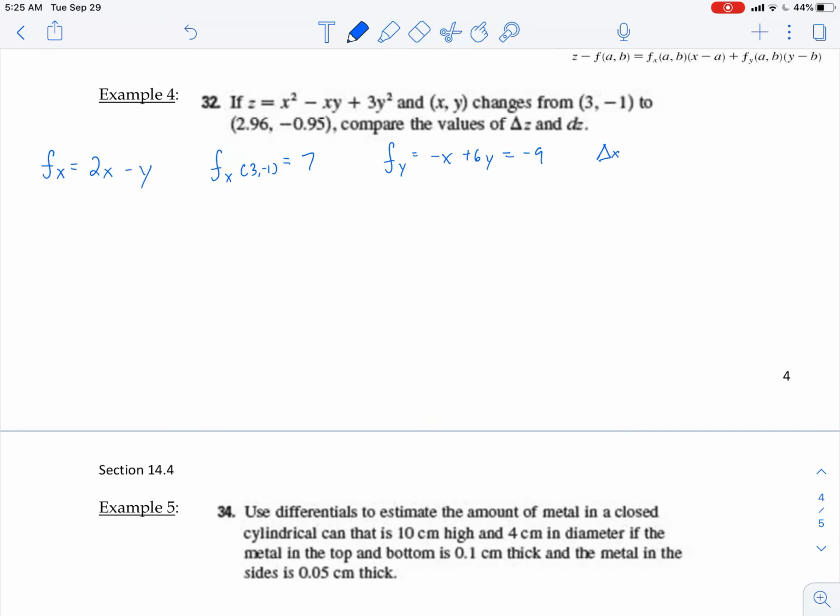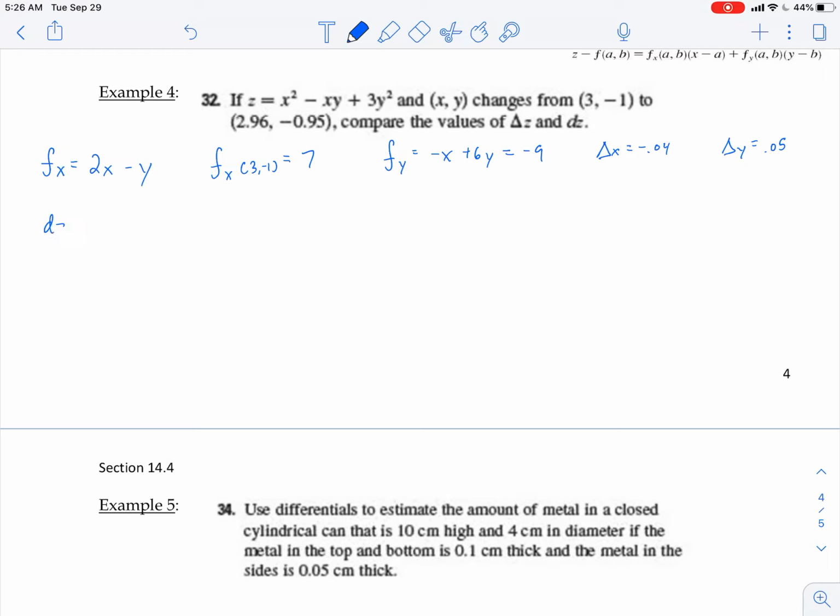All right, some other things that I want to solve for. I want to find out what delta x and delta y are. So delta x is just the change in the x's. So what's the total change from 3 to 2.96? The total change there is going to be -0.04, because we start at 3 and we're going back on the x, so -0.04. And then for y, we're starting at -1, but we're actually going up on the y. So your delta y is going to be positive 0.05.